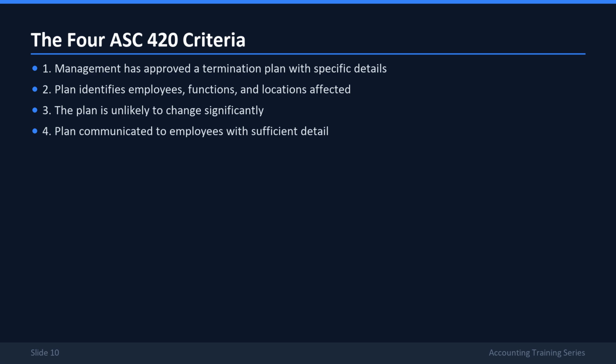The four ASC 420 criteria are as follows. First, management must have approved a termination plan that specifies the benefits to be provided. Second, the plan must identify the number of employees to be terminated, their job functions, and the locations affected. Third, the plan must be unlikely to change significantly before it is implemented. Fourth, the plan must have been communicated to the affected employees in enough detail for them to understand the type and amount of benefits they will receive. All four must be met simultaneously before a restructuring liability is recorded.